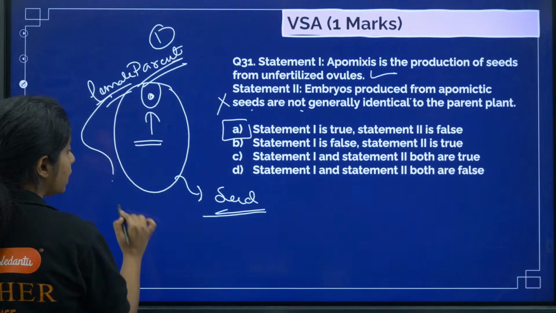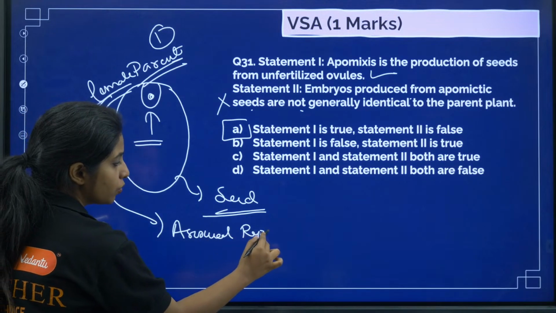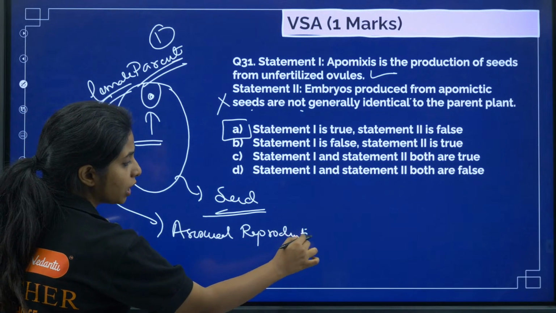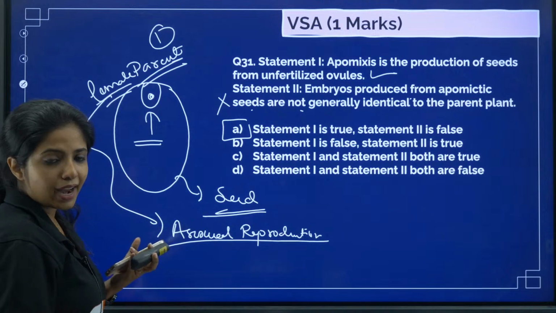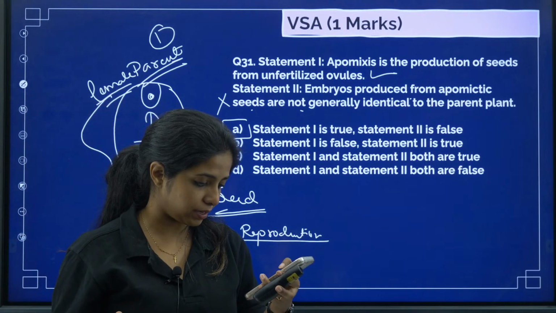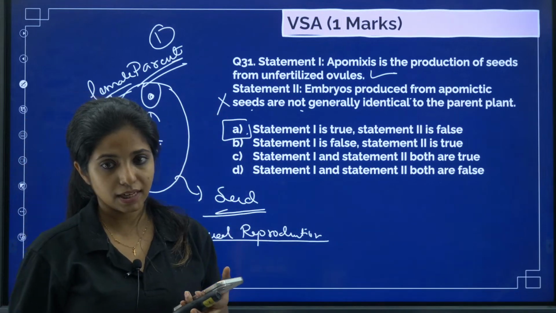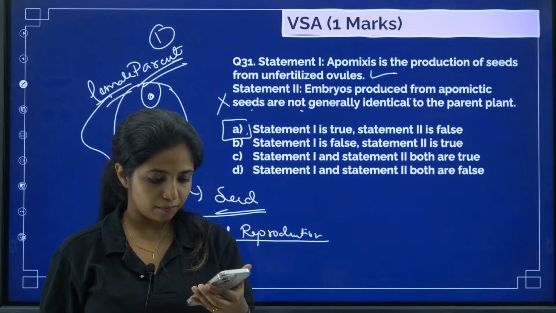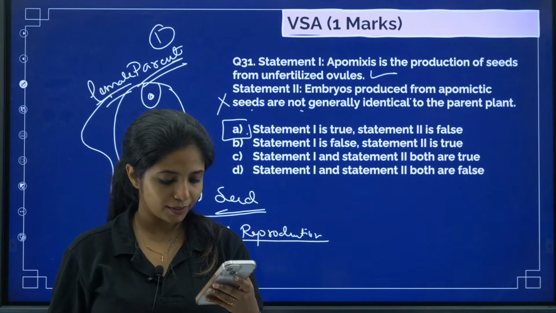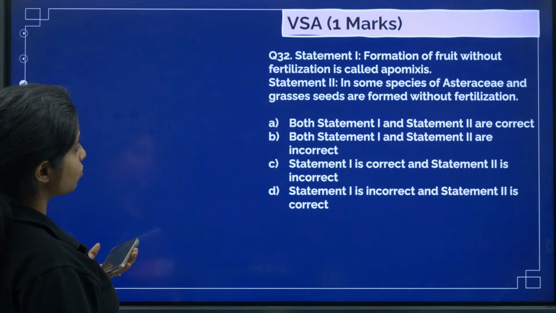That is why it is said that it is kind of asexual reproduction, because over here you do not see two gametes coming and fusing together, and the progenies which are produced are very similar to the parent plant. So this will be correct. Statement 1 is correct and the second statement is false. Cool.